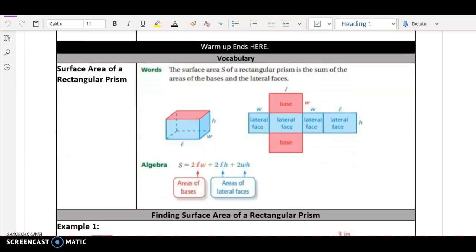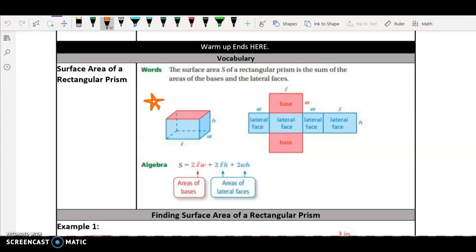All right, so for vocab, before we begin, we kind of need to understand some things. So we are looking at the surface area of rectangular prisms. And so the surface area, which we call capital S in our formula, of a rectangular prism is the sum of the areas of the bases and the lateral faces. So when we have a 3D shape that looks like this, our bases would be the top and bottom. So this would be the top or bottom.